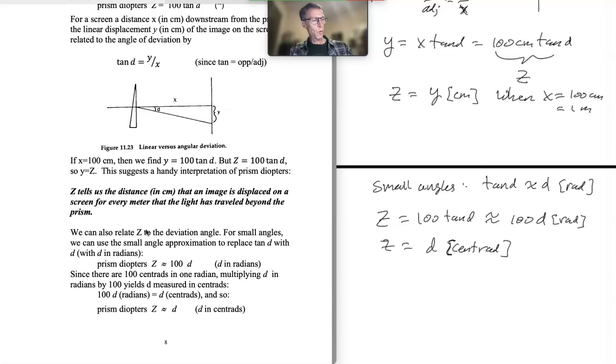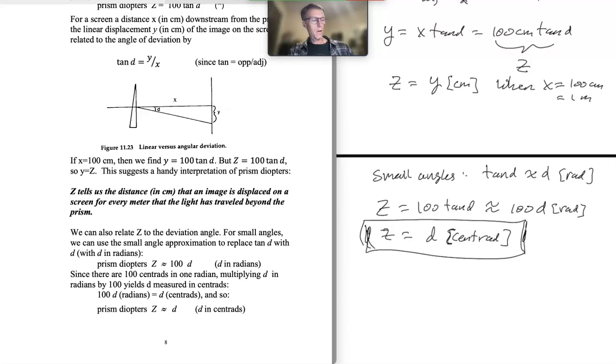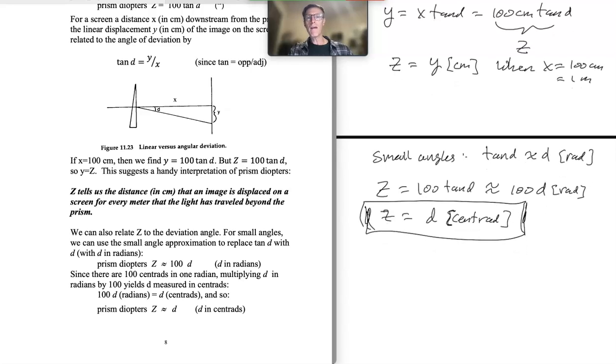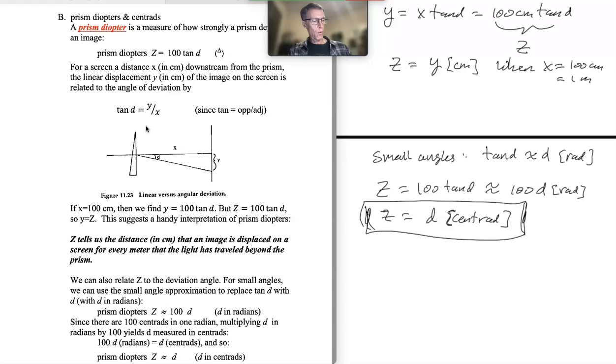All right, so that gives us some really handy ways of interpreting what prism power does, and it emphasizes how the prism power is directly connected to the thing that matters, which is the deviation angle. That's what a prism does, it deviates the light. A little bit unfortunate, I guess, that we now have a whole variety of equations that relate the prism power to different quantities, so it's worth collecting these all together. The fundamental definition is the prism power is 100 times the tangent of d, where d is measured in radians.